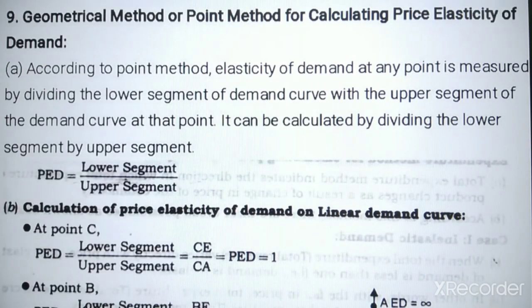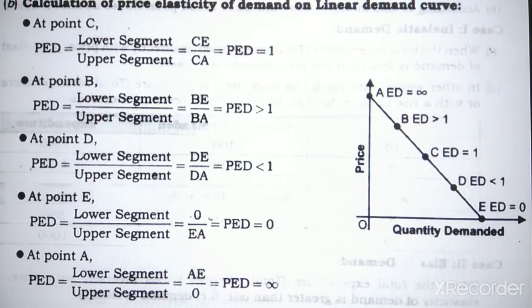Now the third method of calculating price elasticity of demand is the geometrical method or point method. According to the point method, elasticity of demand at any point is measured by dividing the lower segment of the demand curve by the upper segment of the demand curve at that point. We have to divide the lower segment by the upper segment.